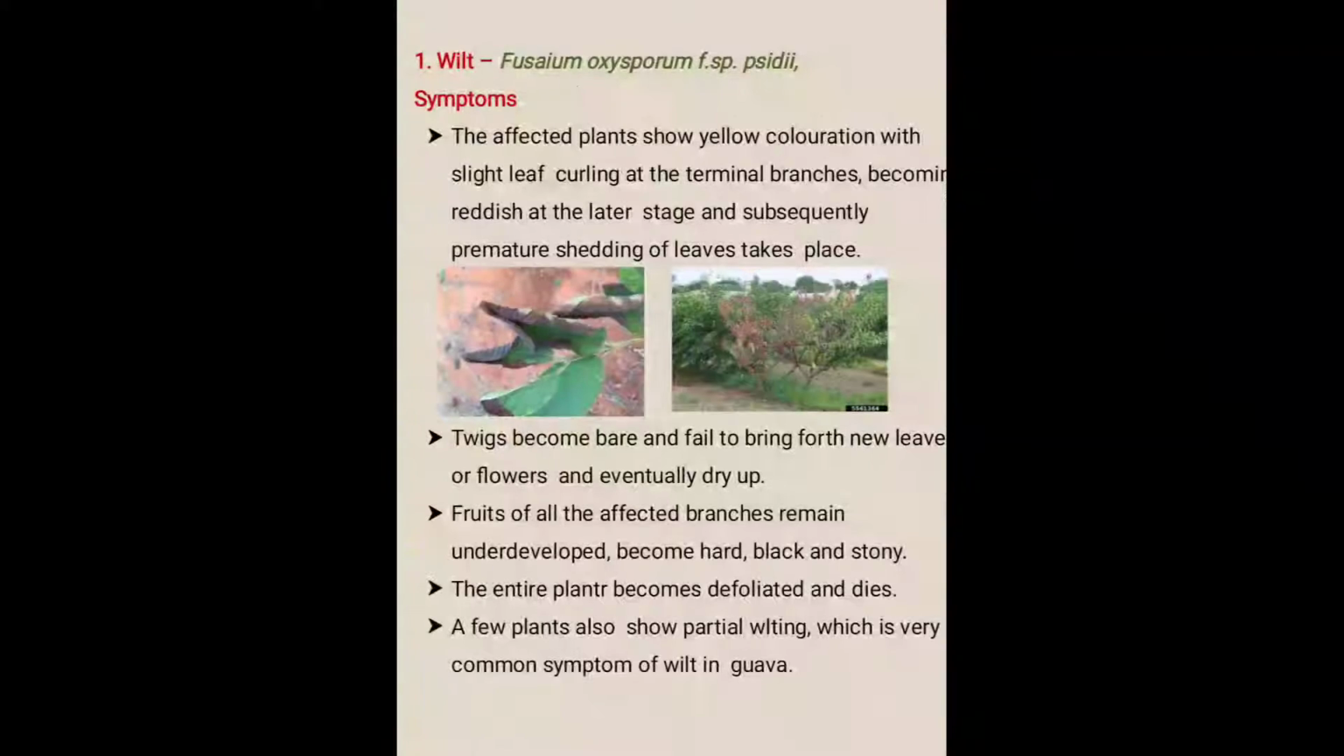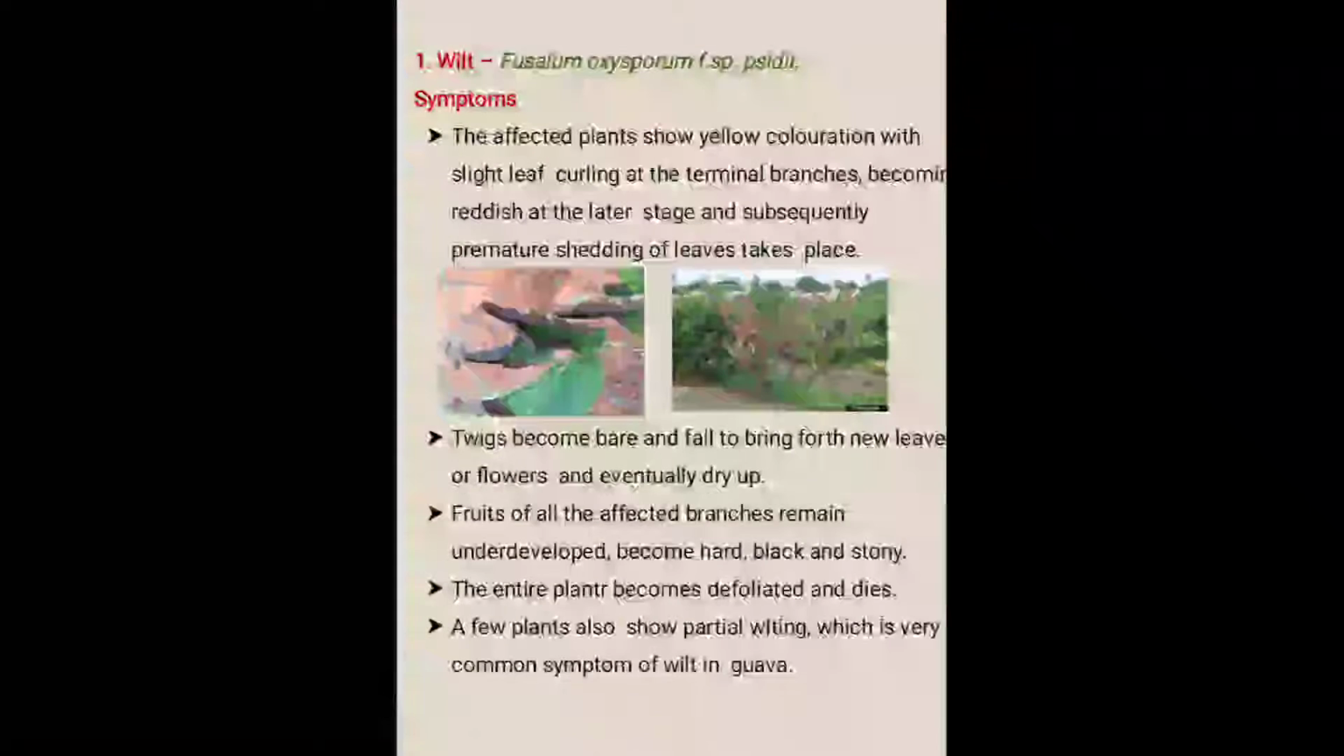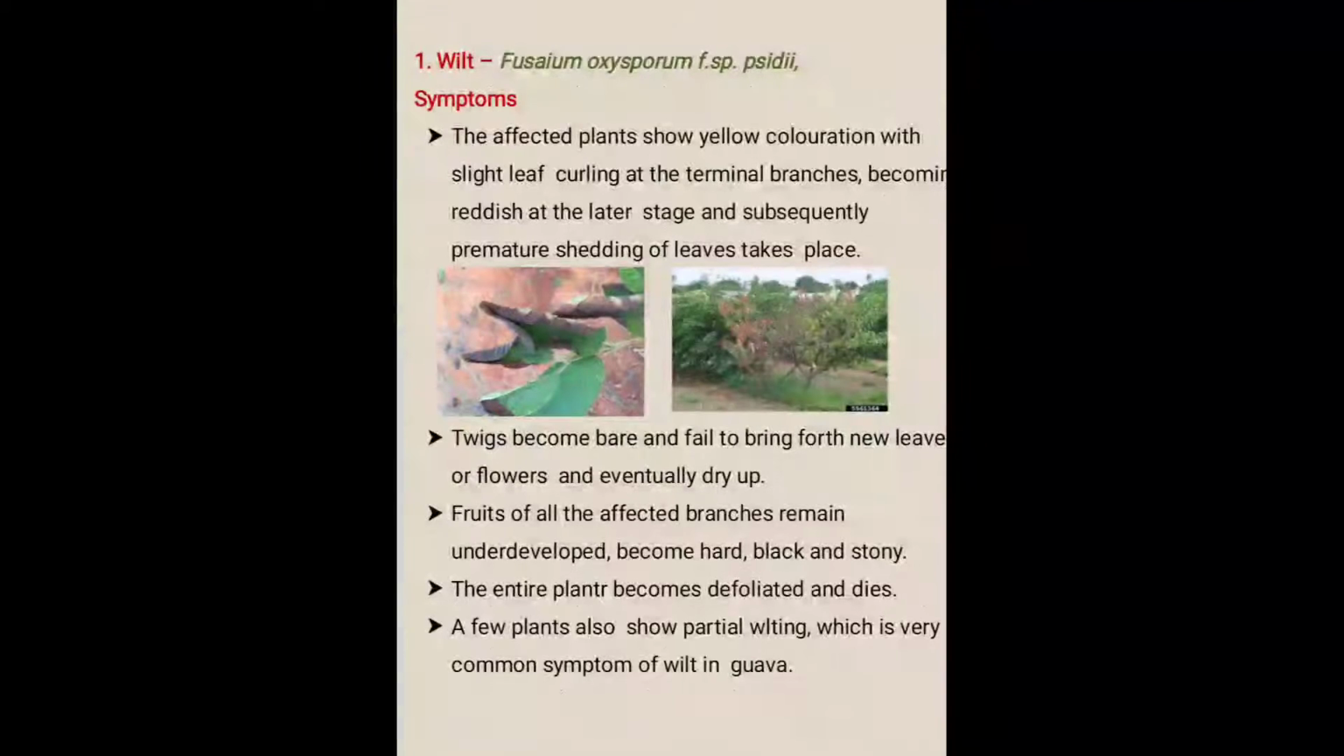Wilt actually is the symptom or condition where the infected plants or plant parts exhibit the drying symptom, means the entire tissues or entire plant will get killed. So in case of Guava there is also the wilt disease, and that is caused by Fusarium oxysporum. It is the causal organism, and Fusarium is basically a fungus, a soil-borne fungus.